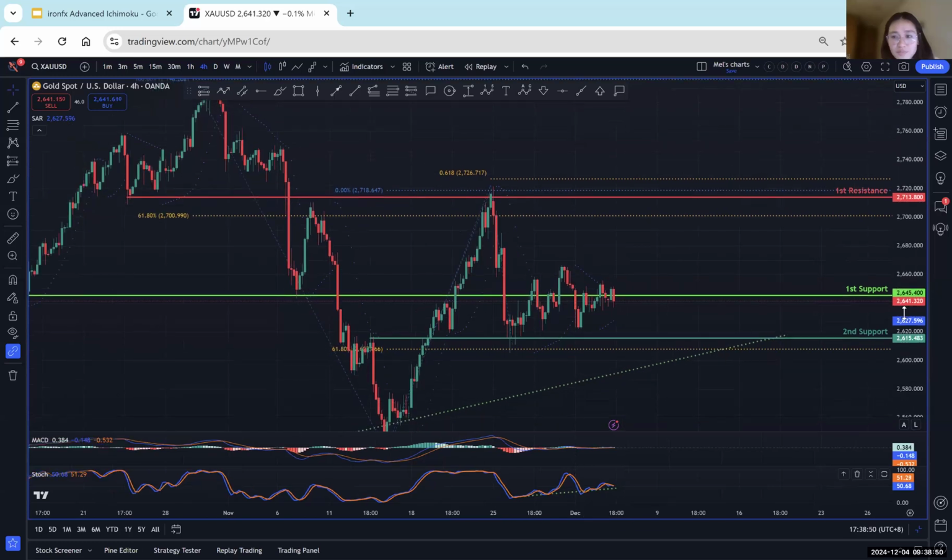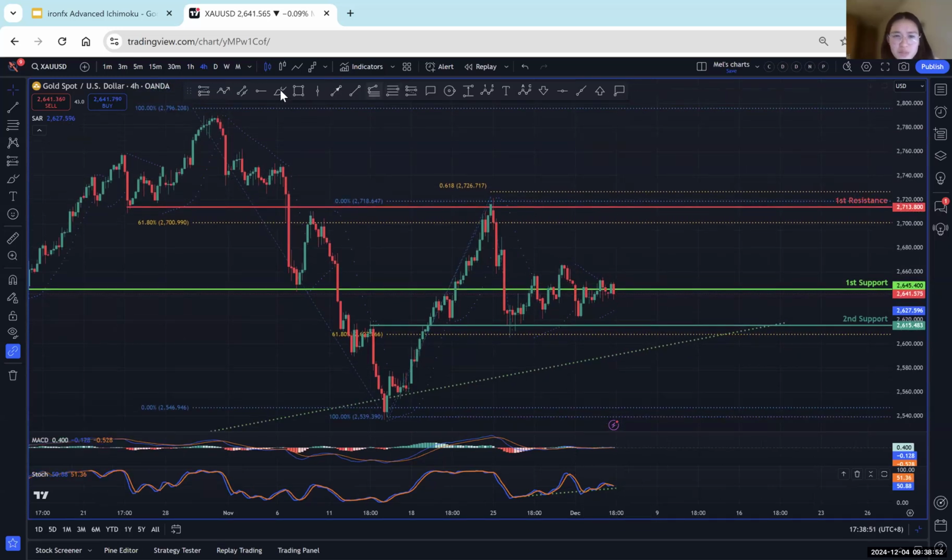Okay, so that's for gold. I am expecting it to continue moving upwards, but we just have to see because it is in a transition phase right now. You can see prices kind of just moving sideways.